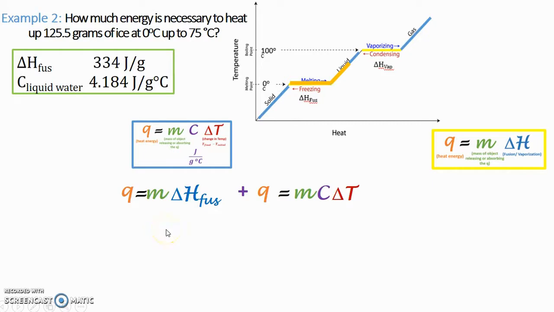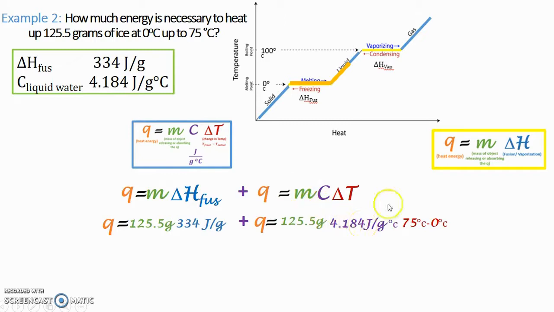So what we're going to do now is we're just going to plug in values for our mass and our heat of fusion, which is given to us in this box right over here. And then we're going to plug in our mass and specific heat and our temperature change into the second formula. The specific heat of liquid water is 4.184 joules per gram degrees Celsius. Right over here, our delta T is our temperature change.